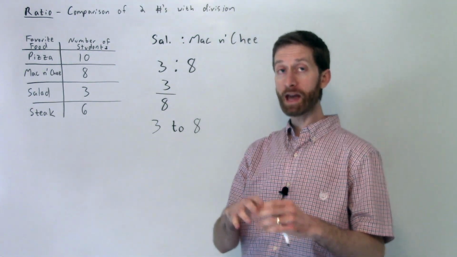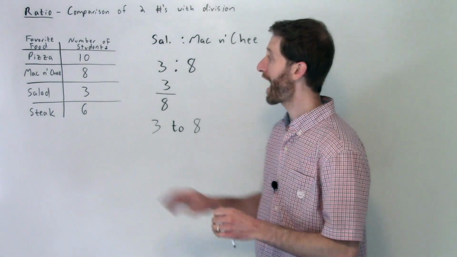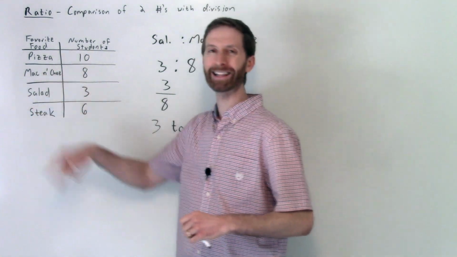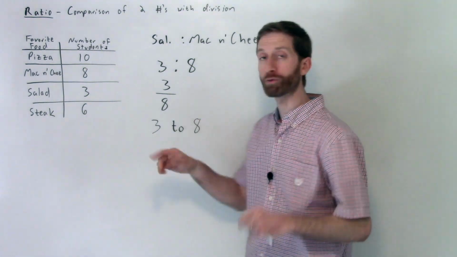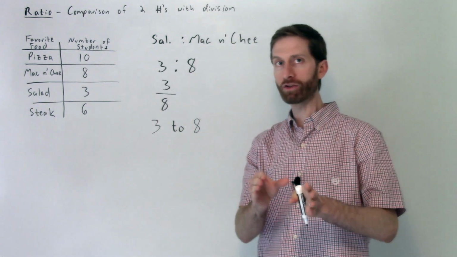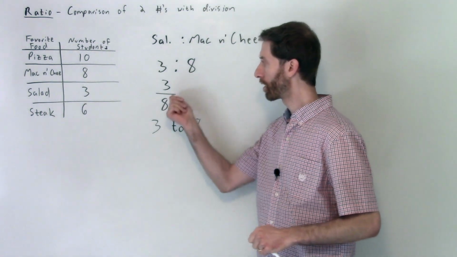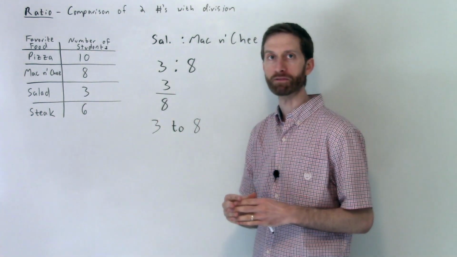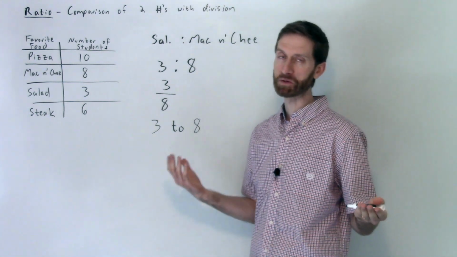So again, I'm going to make that important distinction like I made earlier in the video. If you wanted to know the fraction out of all the mac and cheese and salad lovers who prefer salad, out of all of them, that would be 3 out of 11 total people. But comparing the salad lovers to the mac and cheese lovers directly, that is 3 to 8 or 3/8. Very cool stuff. Pretty simple. Little bonus material. Who doesn't love it?